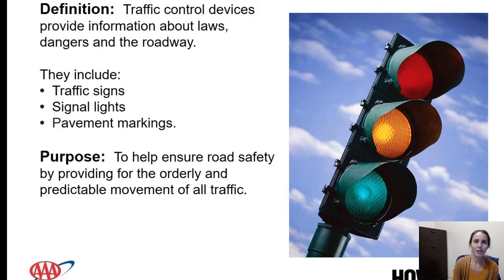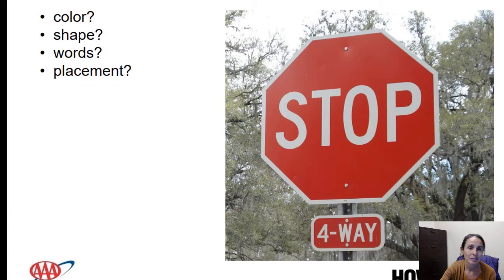Okay, so we're going to start talking about traffic control devices. This would be our traffic signs, our traffic lights, and our pavement markers. Of course, this is going to ensure safety while we drive so everybody's not running into each other. We need to notice the differences: the color, the shapes, the word placements, and of course that's a stop sign.